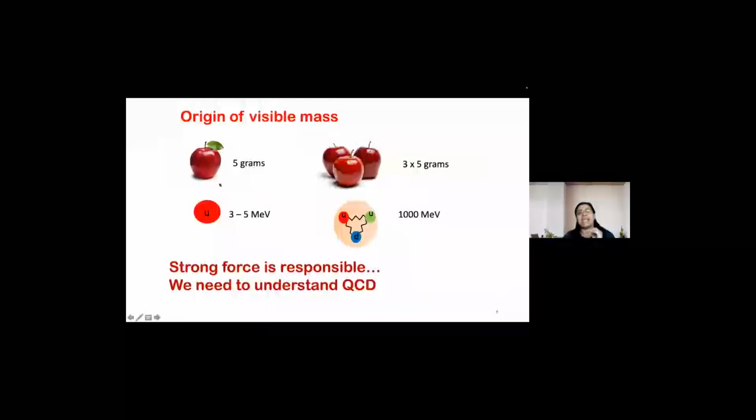Let's say if you have one apple, and then if you have three apples, you would expect the mass of one apple, or weight of one apple, to be, say, some 5 grams or something like that. It's a too tiny apple. Then if you have, for example, 3 apples, you will expect 3 times that mass.